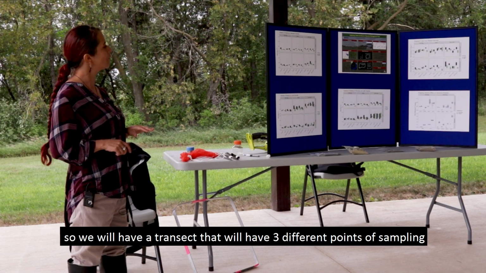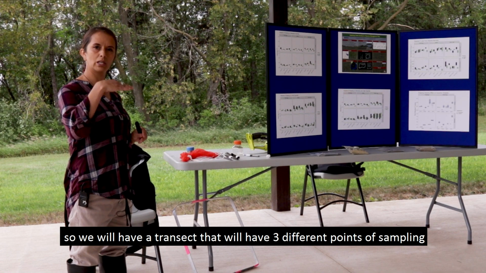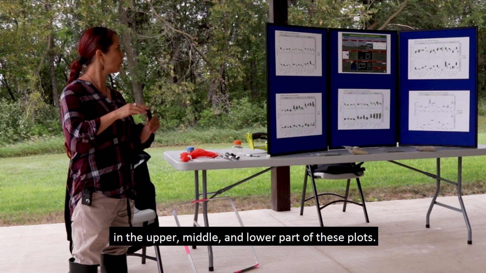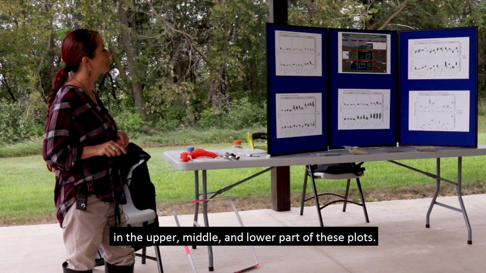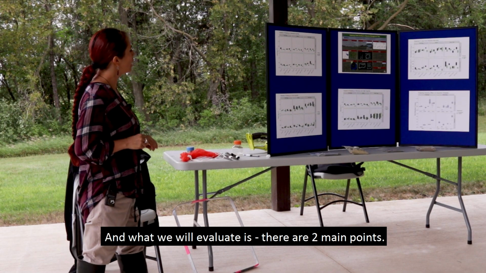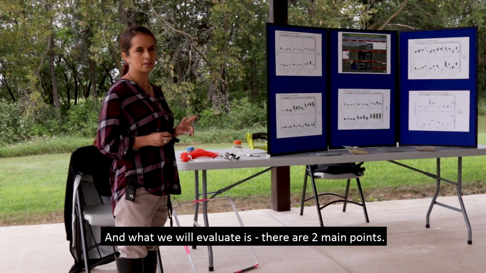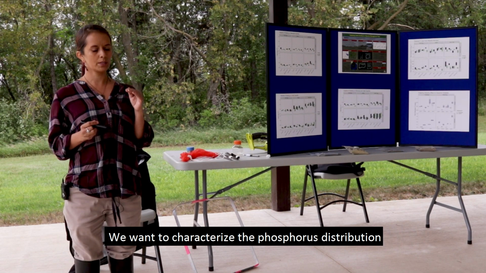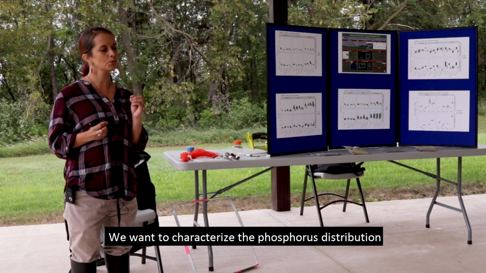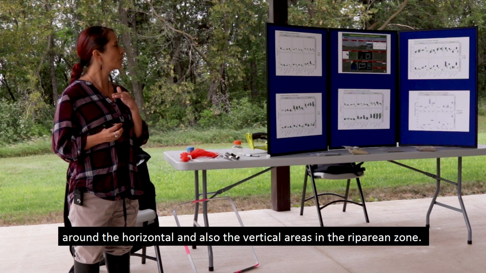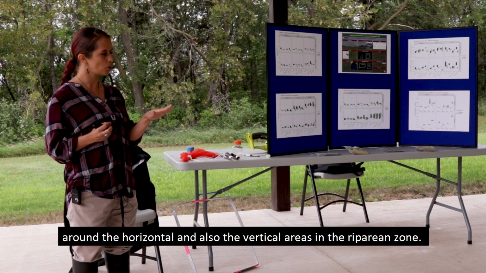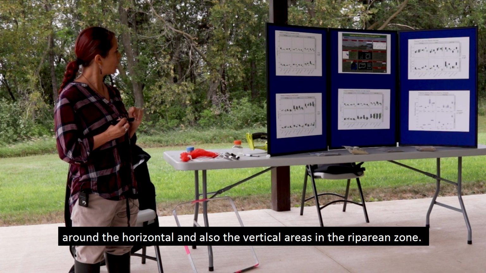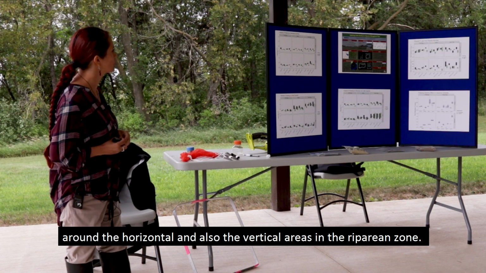We are selecting a benchmark that is based on the slope of the wetland. So we will have a transect with 3 different sampling points in the upper, middle, and lower part of these plots. And what we will evaluate are 2 main points. We want to characterize the phosphorus distribution around the horizontal, but also around the vertical areas in the riparian zone.